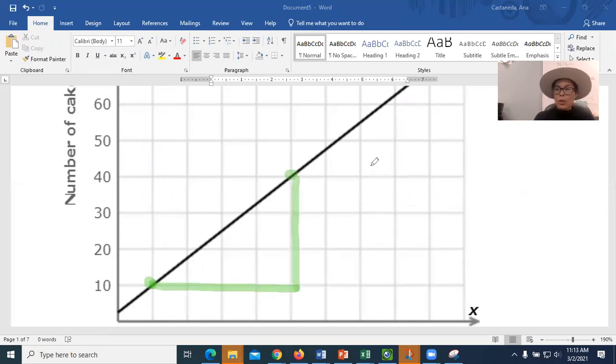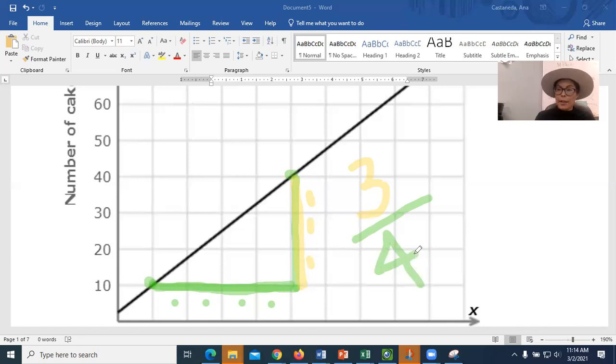All right, so I want you to tell me, how many does it rise? So rise is the up and down right here. How many does it rise? 3. 1, 2, 3. Now I want you to tell me, how many does it run? Running would be in this direction. How many does it run? 1, 2, 3, 4. So your slope is 3 over 4.